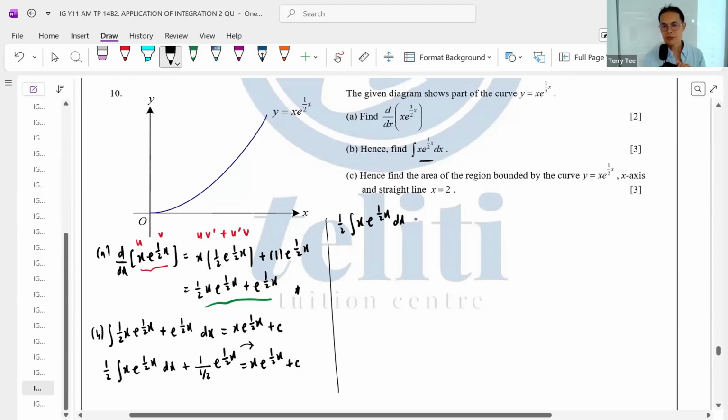This one is positive, bring it over, it becomes negative. So it's x e power half x minus 2 e power half x plus c. Lastly, I multiply by 2. As I multiply by 2, I get 2x e power half x minus 4 e power half x plus c.